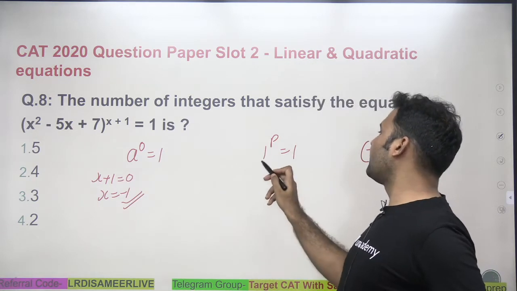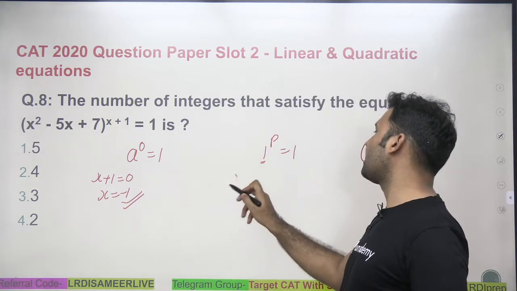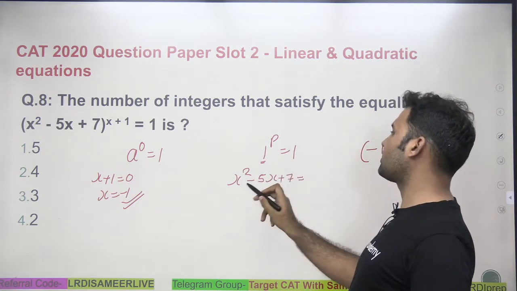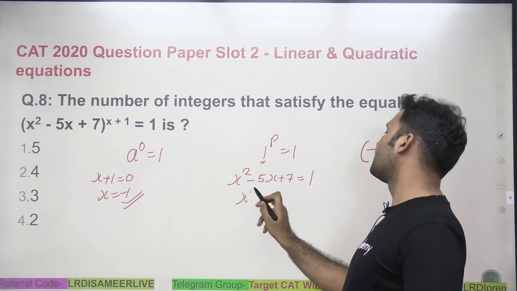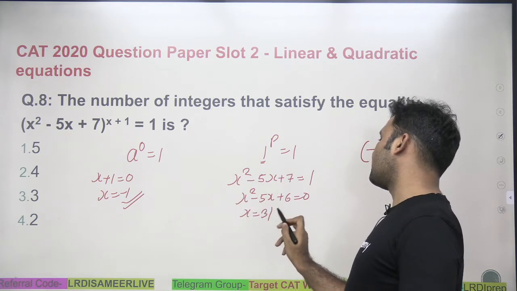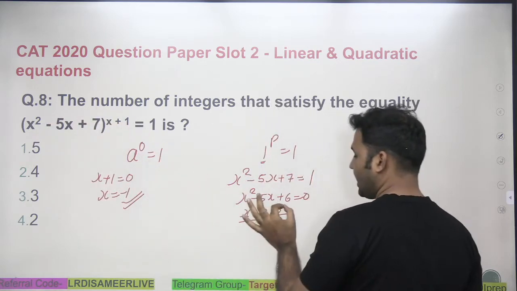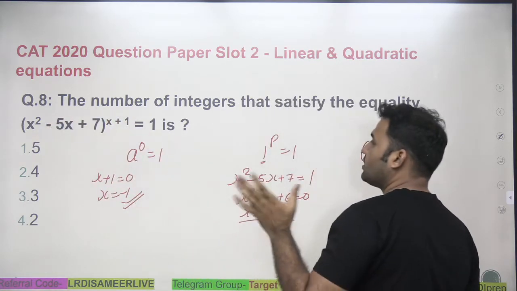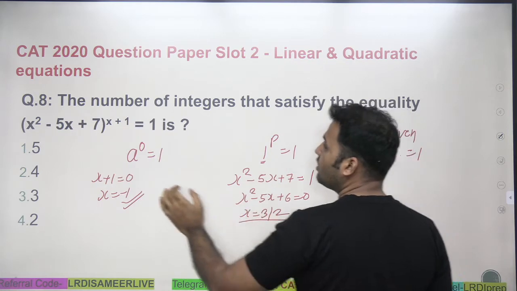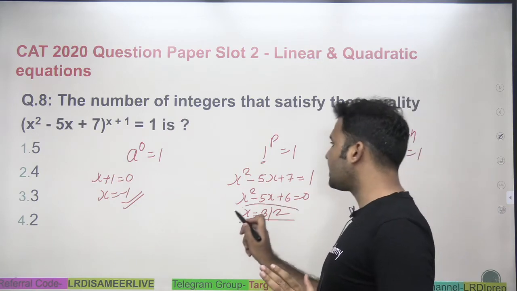Second, all those values where the value in this bracket is 1, that means all those values of x for which this quadratic expression becomes equal to 1, the whole expression will be equal to 1. So I want all those values of x for which x square minus 5x plus 7 is equal to 1. So this is x square minus 5x plus 6 is equal to 0. On factorizing it, you will get x as 3 and 2. Sorry, at x equal to 3, this quadratic will become 1, and at x equal to 2 this quadratic will also become 1. Now 1 raised to power anything is always equal to 1, so these are the two more values of x that will satisfy it.